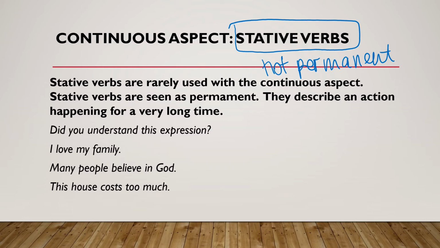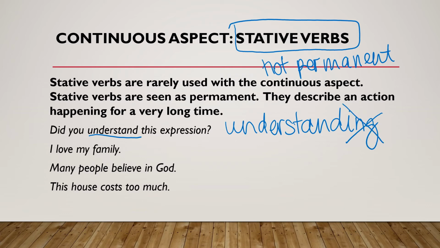Let's take a look at the examples. Did you understand the expression? You cannot say "understanding" because it just wouldn't make sense. You either understand something or you don't understand something. You cannot be understanding. I love my family. You either love your family or you hate your family, right? But there is no process of loving.